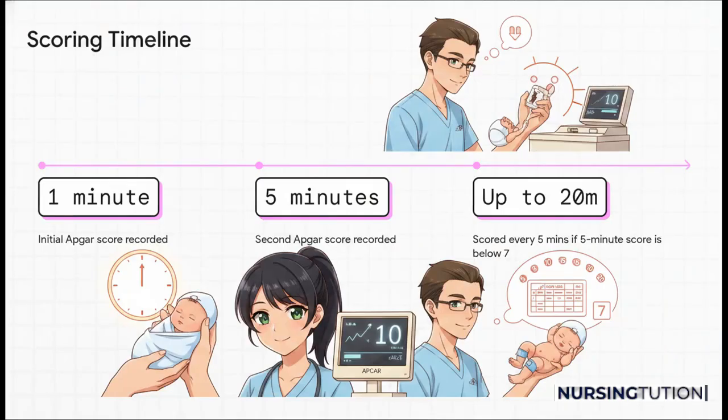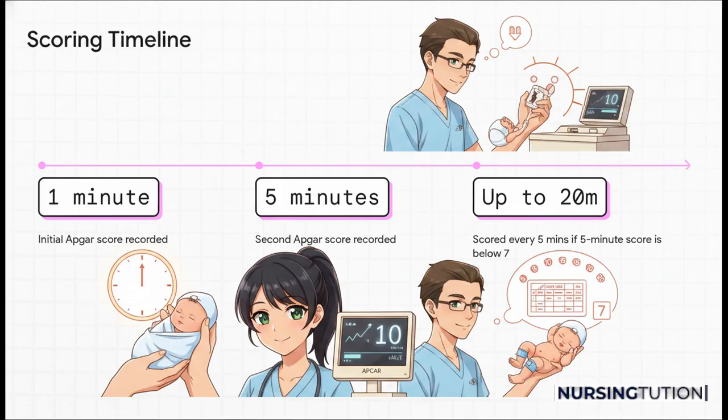Now listen closely, because time-based questions are classic nursing board fodder. You always score the baby at exactly 1 minute after birth, and then again at 5 minutes. But it doesn't stop there. If that 5-minute score is below a 7, or if the baby requires active resuscitation, the guidelines say you've got to keep scoring them every 5 minutes all the way up to 20 minutes, so you can track how they're responding to your help.